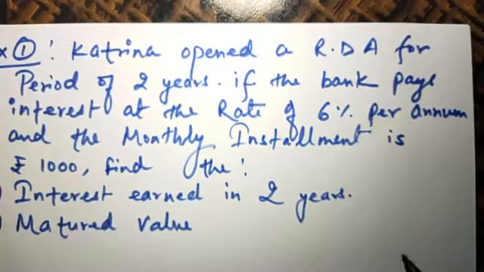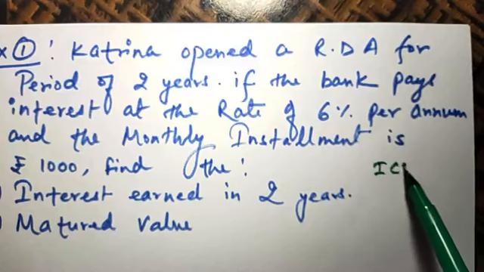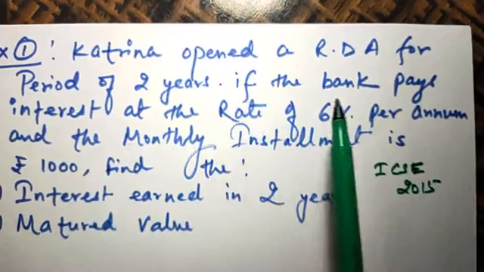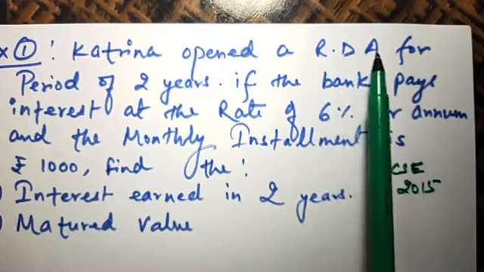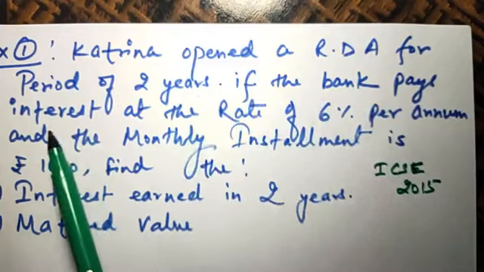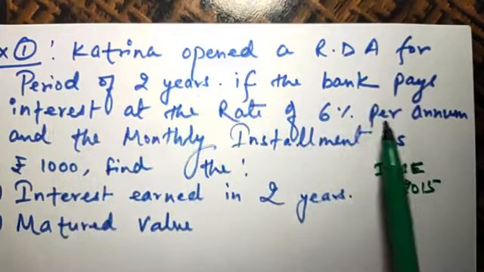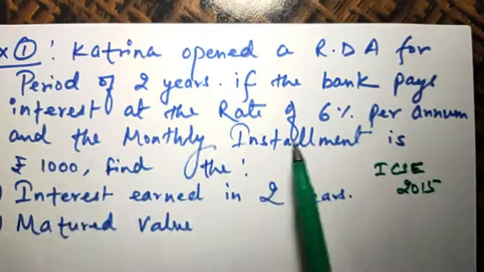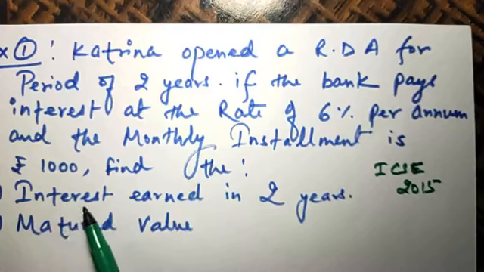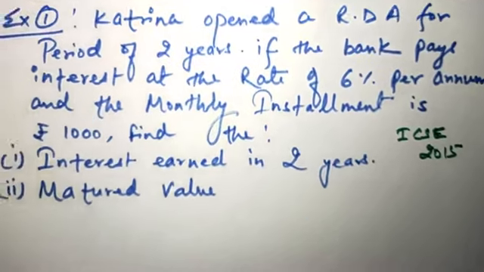This question is from ICSE 2015. So let's see. Katrina opened an RDA, means recurring deposit account, for a period of 2 years. If the bank pays interest at the rate of 6% per annum and the monthly installment is rupees 1000, find the interest earned in 2 years and matured value. So we have to find interest and maturity value.